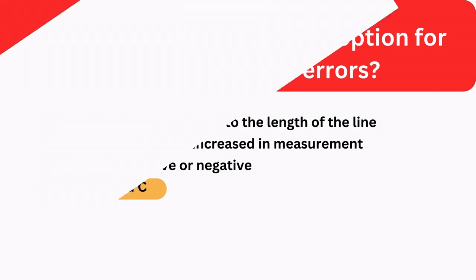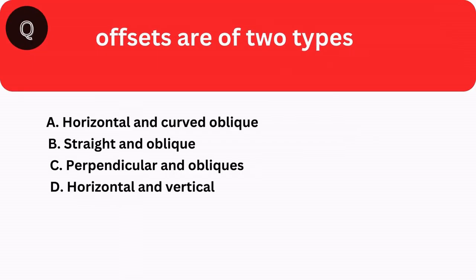Offsets are of two types. Option A, horizontal and curved oblique. Option B, straight and oblique. Option C, perpendicular and oblique. Option D, horizontal and vertical. Answer C, perpendicular and oblique.